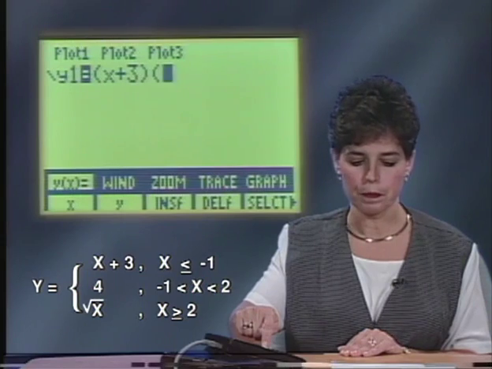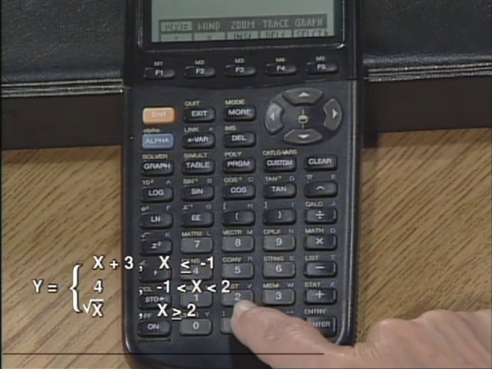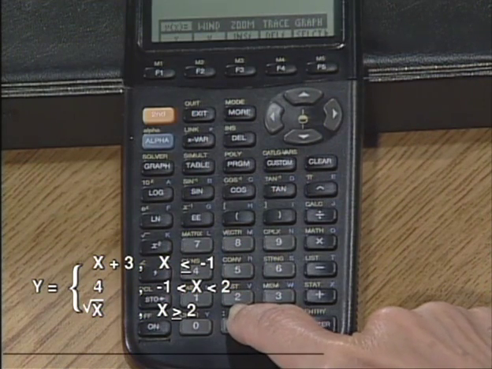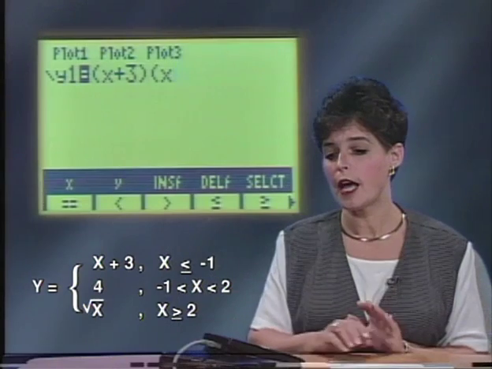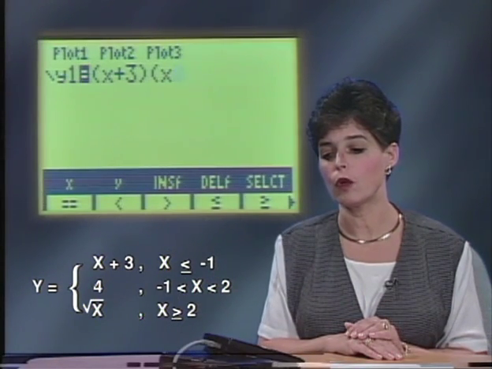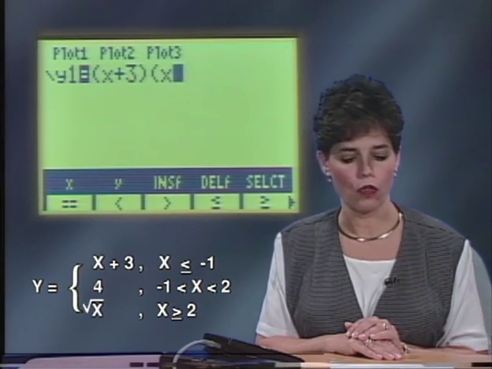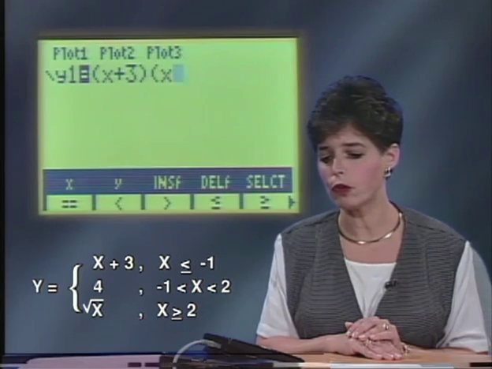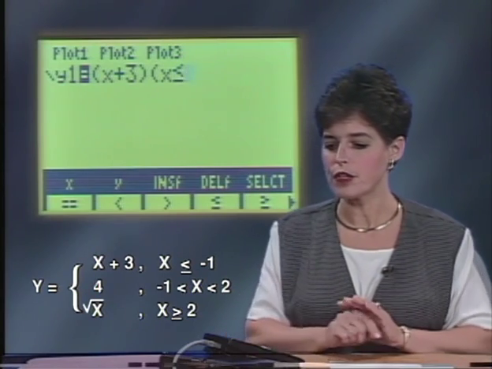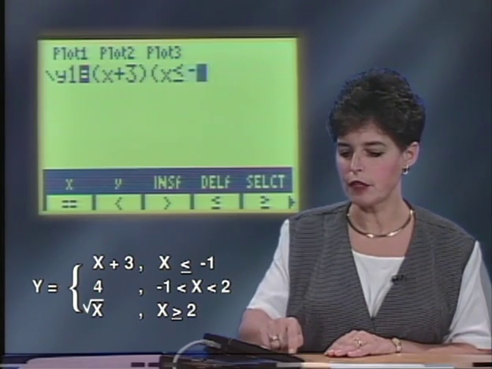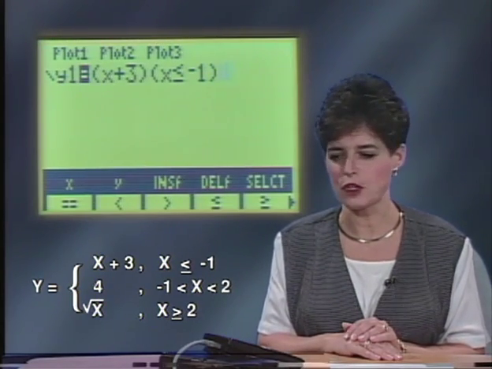Put in x, and now we have to go to the test menu. Now test is down here above the number 2. So go second, press that 2 key to get test, and you'll see now that the lower menu that's on your screen has all sorts of inequality symbols. The one that I wanted was less than or equal to, and that appears to be over there above F4. Press F4 and the number -1, close parentheses, and I'm done entering the first piece of our piecewise function.